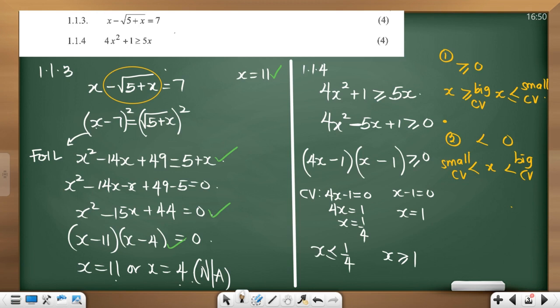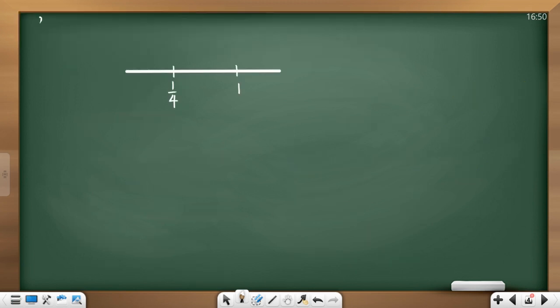4x minus 1, x minus 1. All right, so look at what I have: 4x minus 1, x minus 1, greater than or equal to 0. Now, let's find a number on the side. That's what we normally do. Example is a 2. If I put that 2 in this bracket as x, what will I get? 4 times 2, 8. 8 minus 1, 7. 2 minus 1 would give me 1. So look at my number. My answer is a 7, a positive.